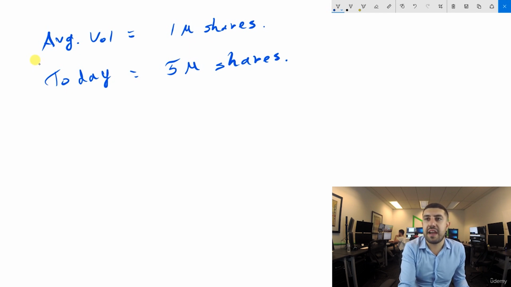Or let's say actually its average volume is 2 million, just to make it more interesting. Average volume is 2 million, and today it did 5 million shares. What is my relative volume?